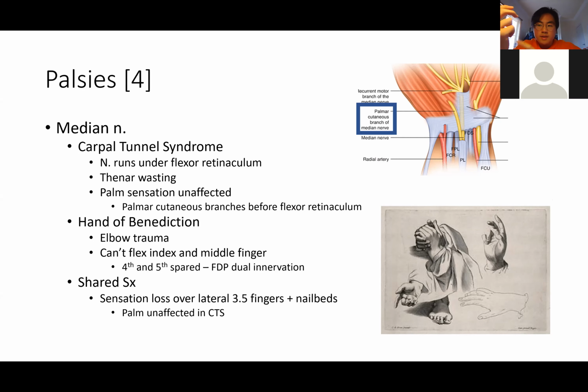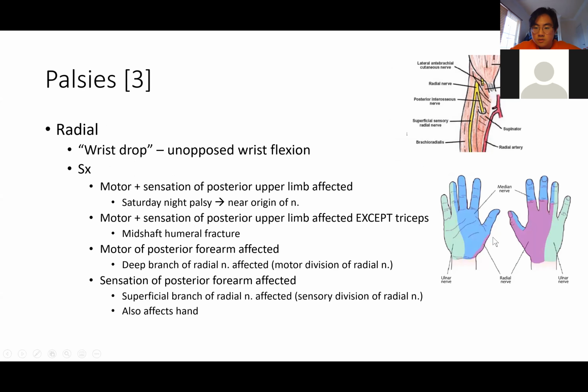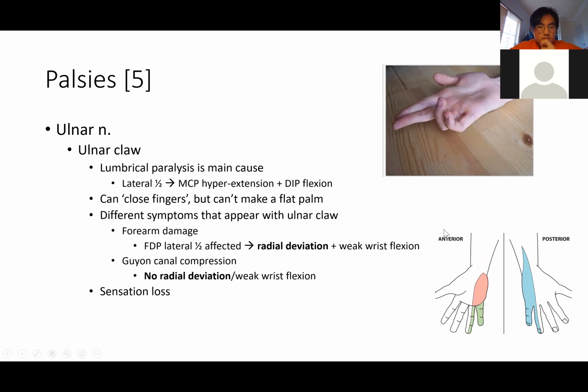So even if you damage your median nerve, your ulnar nerve can still flex these two fingers, the pinky and the fourth finger, which means hand of benediction, index and middle finger can't be flexed. So it kind of looks like this dude's hand over here. And the shared symptom is sensation loss over your lateral 3.5 fingers and nail beds. But the palm is unaffected in carpal tunnel syndrome. So again, make sure you know this image really well.